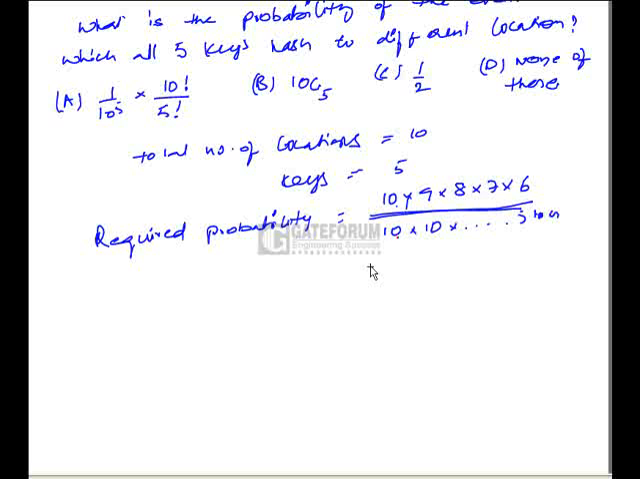For each and every key we'll be having 10 possibilities. So this is nothing but 10P5 by 10 power 5, which is equal to 10 factorial by 10 power 5 into 5 factorial, which is option A.